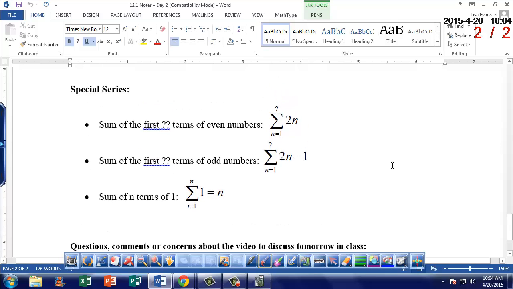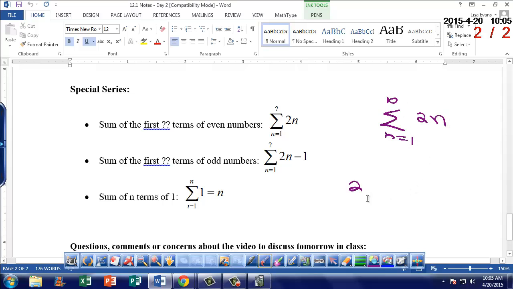Okay, welcome back. So there are some special series that are helpful to know. You can always figure out a rule and you don't need to memorize them. I think it's helpful too because you will see some problems throughout this unit talking about even numbers and odd numbers. So let's talk about even numbers. The sum of the first however many terms of even numbers. If I say I want the sum of the first 10 even numbers, you would do the summation, n equals 1, 10, and 2n.